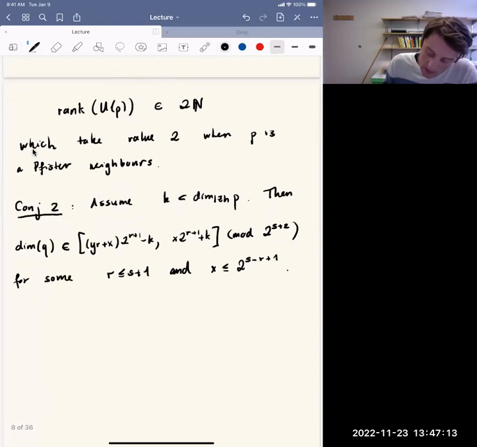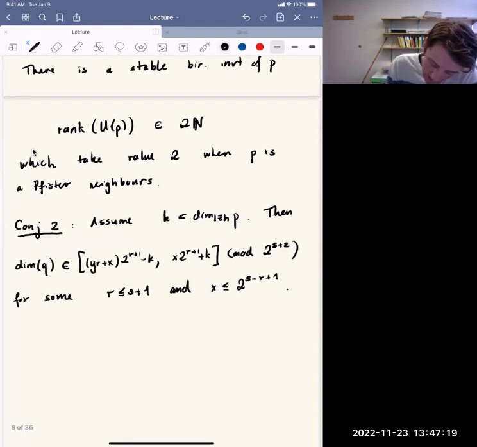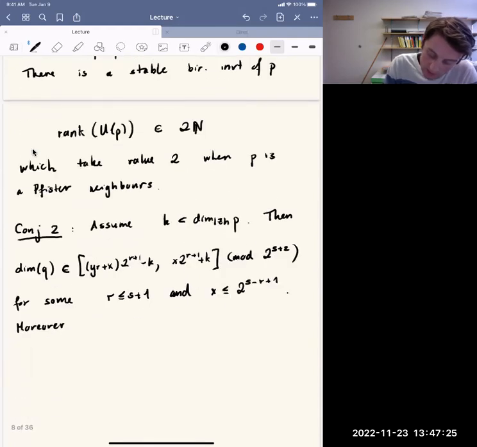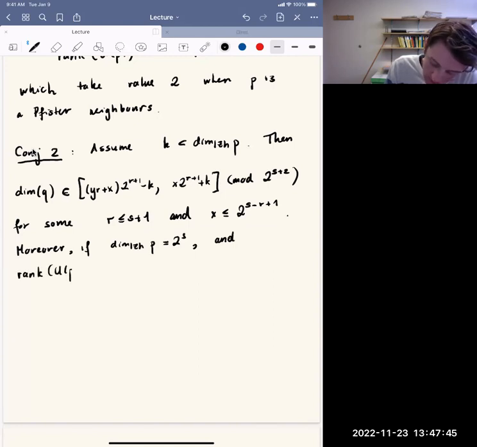So that's the general conjecture, but we can also look at the case where P is not a Pfister neighbor. I'm going to formulate this in terms of this invariant here, which, for non-singular forms, is the rank of this upper direct summand in the motive of the quadric defined by P. So if the Izhboldin dimension of P takes its minimal value, which is 2 to the s, and the rank of this upper summand is strictly bigger than 2, then we have some further restrictions on the possible values of r and x here.